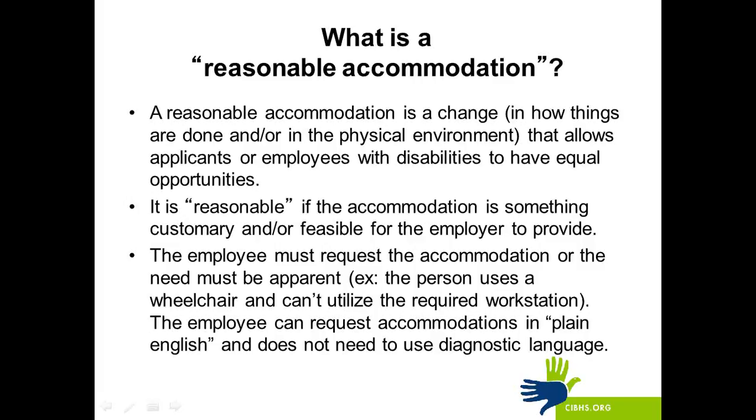Then you, of course, implement that accommodation. Of course, all of these are protected by privacy laws. So only the people that are on a need-to-know basis, and normally that's the supervisor who received the request, your HR department if you have it, or the person who handles HR within your organization.